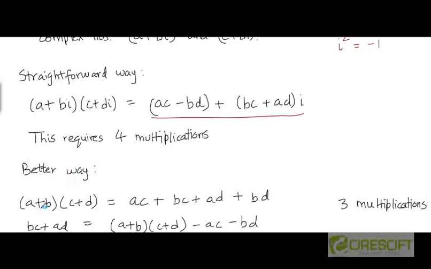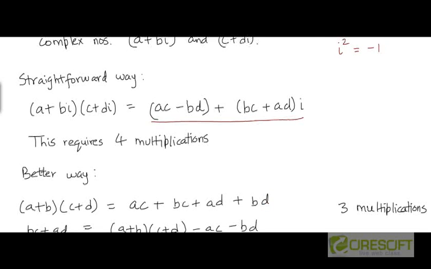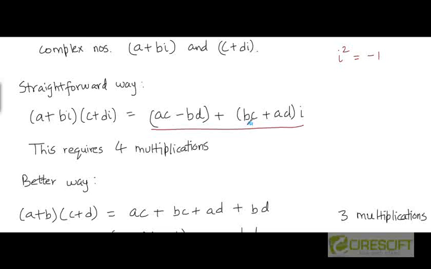Let's say we take a plus b and multiply it with the number c plus d. What would be the result here? The result here would be a times c plus b times c plus a times d plus b times d. Now, one way to calculate this imaginary part, bc plus ad, is to calculate this product b times c and to calculate the product a times d and then to add them together.